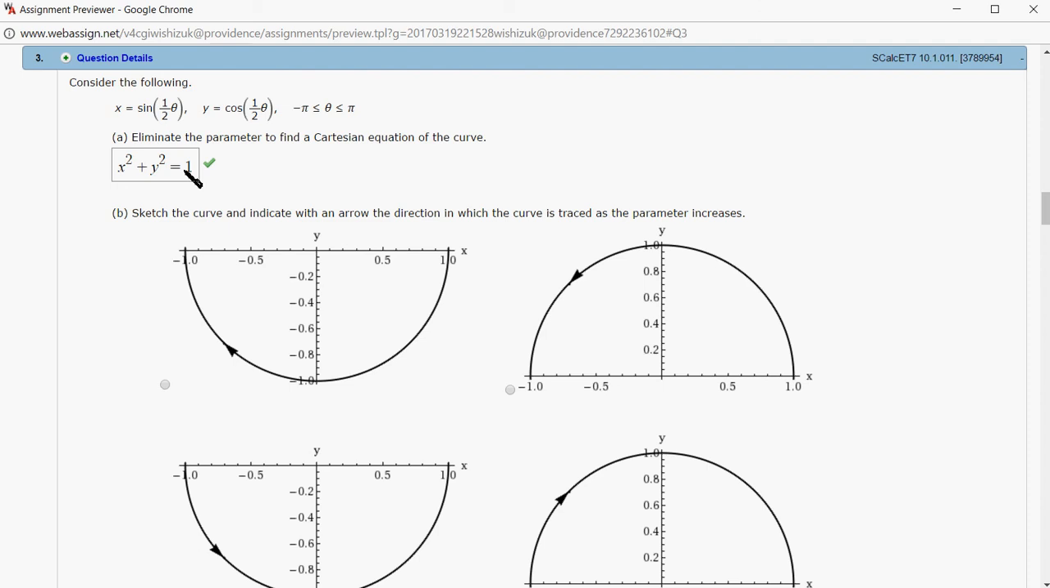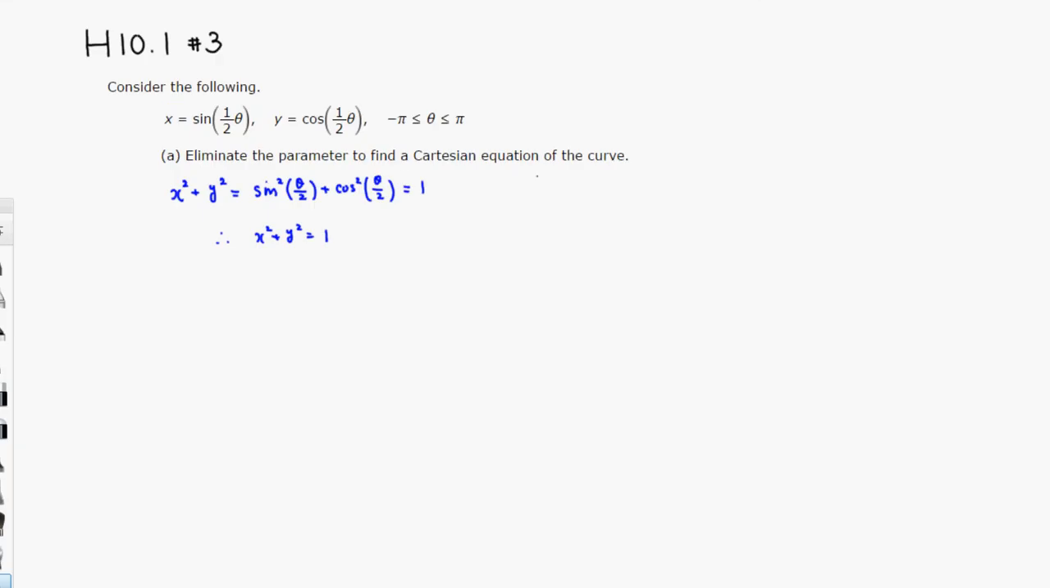So let's find the correct picture. Let's just check a couple of points. Theta starts from negative pi. So if theta is equal to negative pi, you can see that x is equal to sine of negative pi over 2, which is equal to negative 1, and y is equal to cosine of negative pi over 2, which is 0. So the starting point is going to be negative 1, 0.